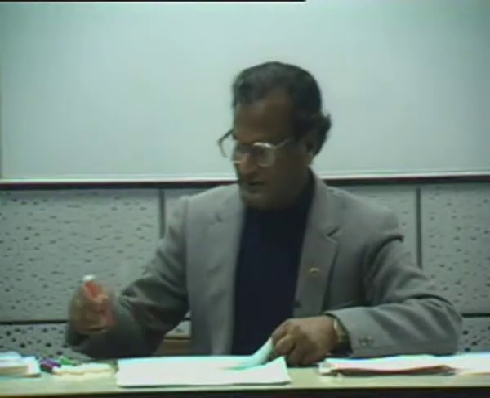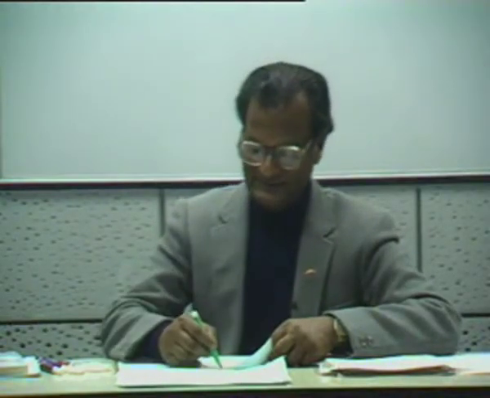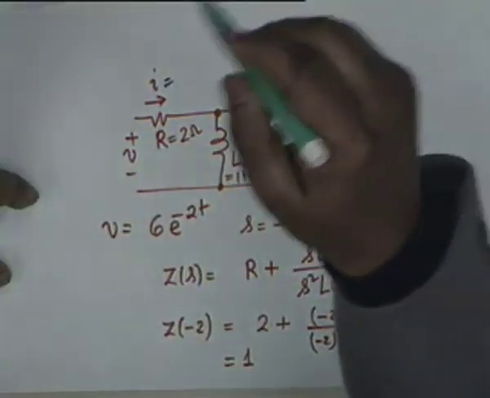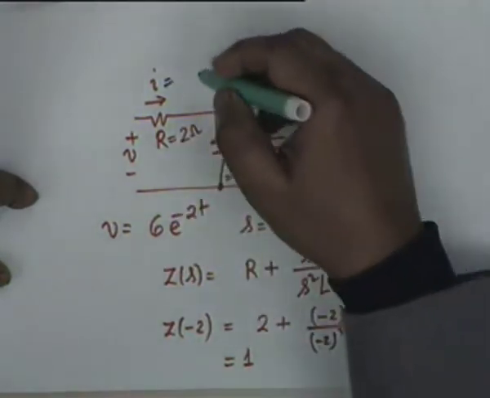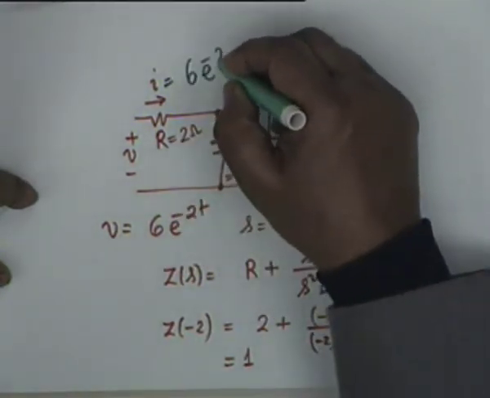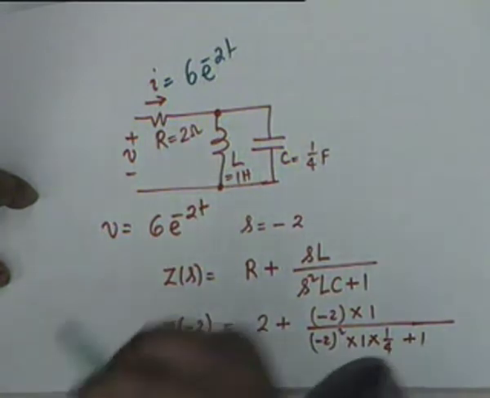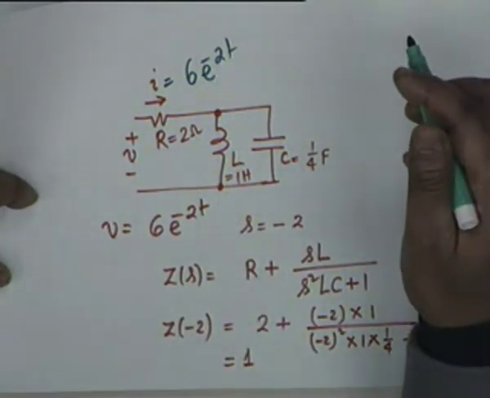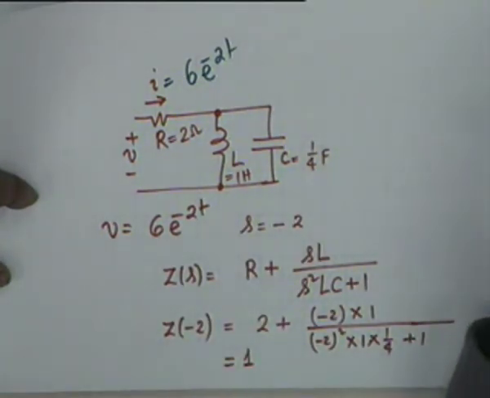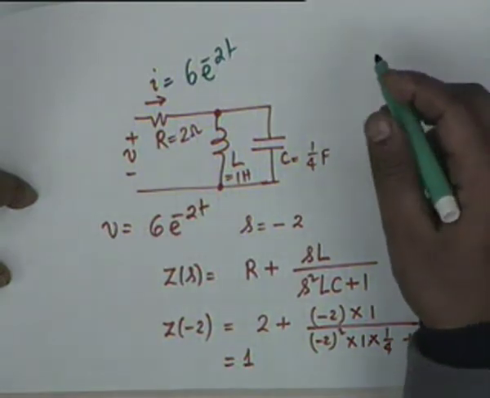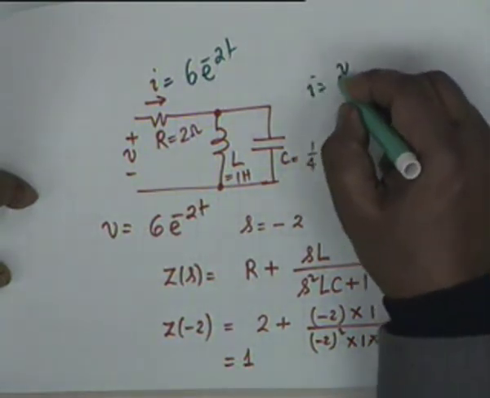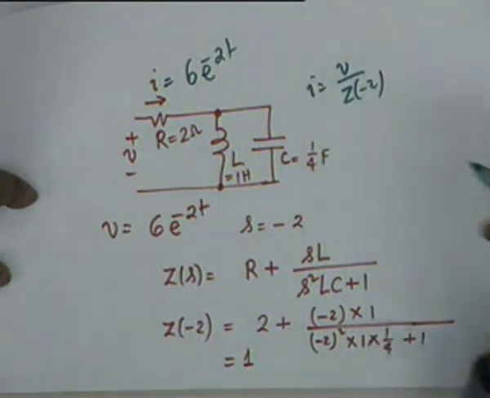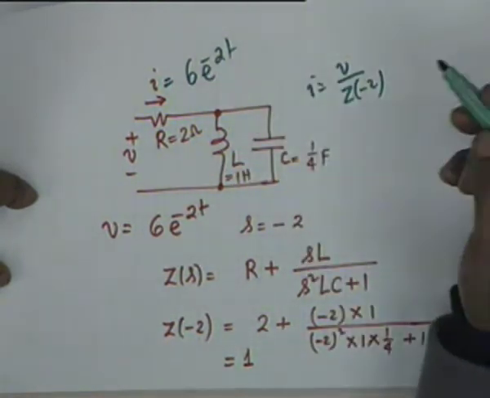So, what do you think this current shall be then? V by I is Z of s. So it will also be 6 e to the power minus 2t. Is that clear? It is plus. I shall be equal to V divided by Z of minus 2. And therefore, it is 6 e to the minus 2t.